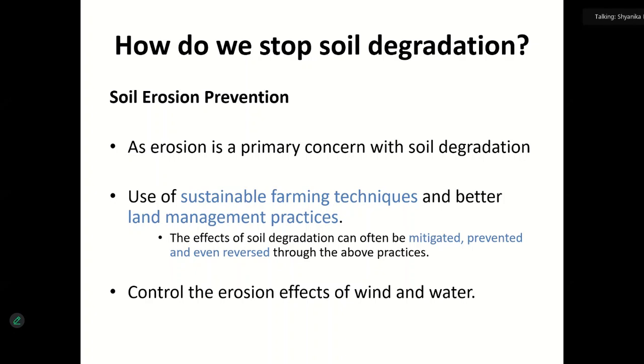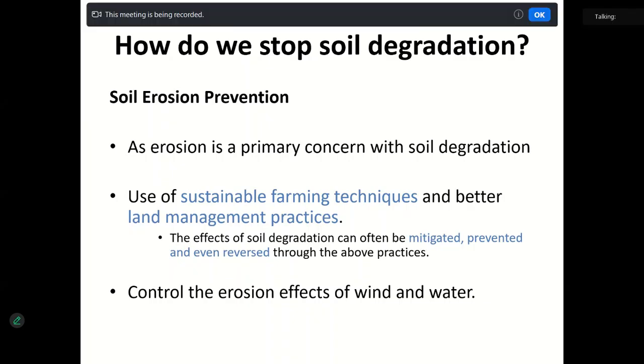Likewise, those are the problems related to this soil degradation. Now we are going to talk about how to stop this soil degradation. And here we talk about the first very common problem, which is soil erosion, right?